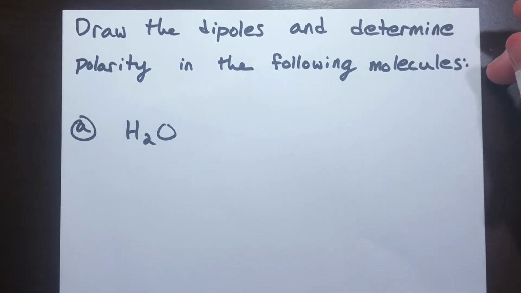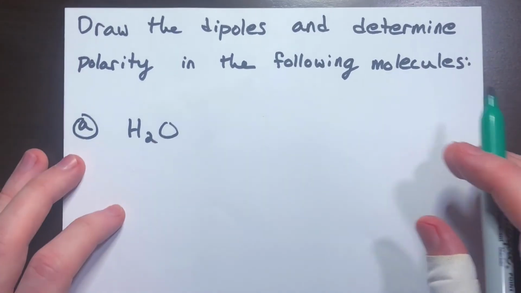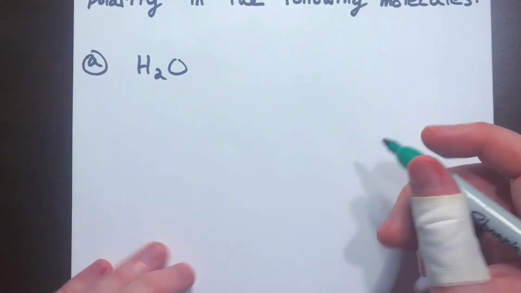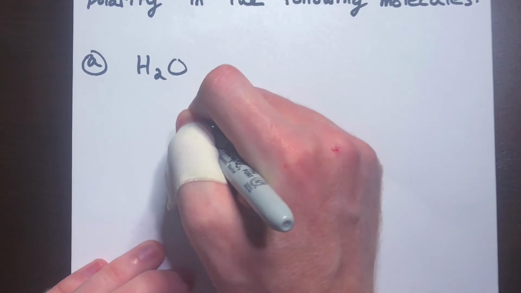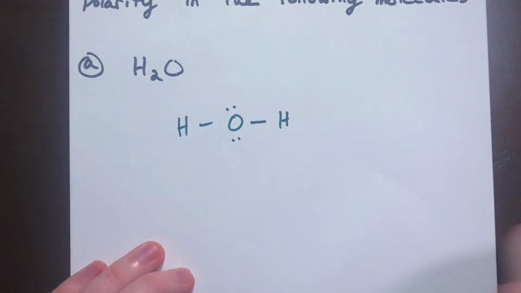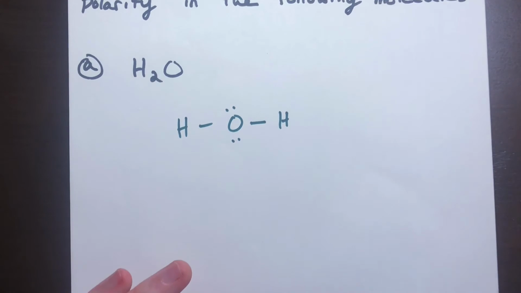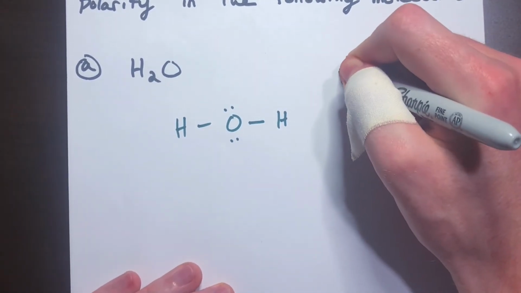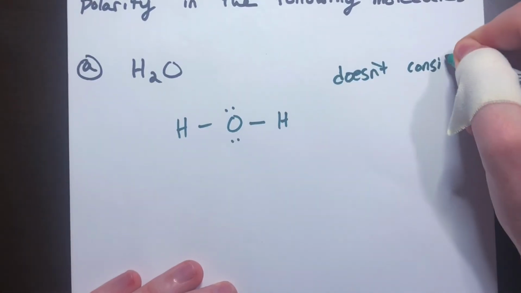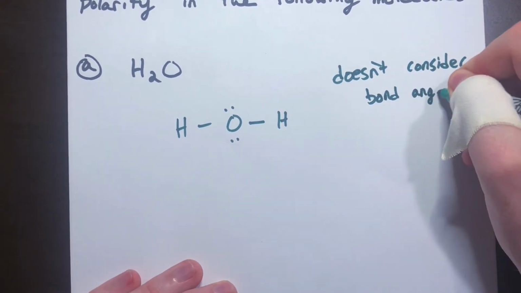So here again, it's the same question. We're asked to draw the dipoles and determine the polarity of the following molecules. So first we have water. Again, for any of these polarity questions, you have to draw the molecules first, the Lewis dot structure. A lot of students would incorrectly draw this. This is correct in terms of the octet rule for oxygen. Hydrogen's happy, everything's satisfied. The problem is this doesn't consider bond angles. And often it doesn't matter, but for this question, I'll illustrate why this can get you in trouble.